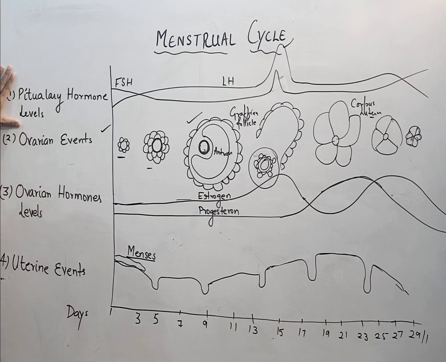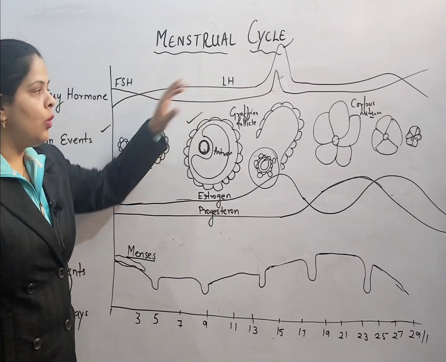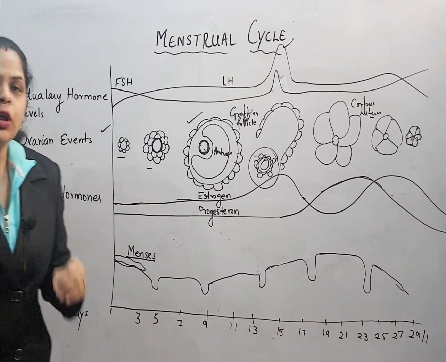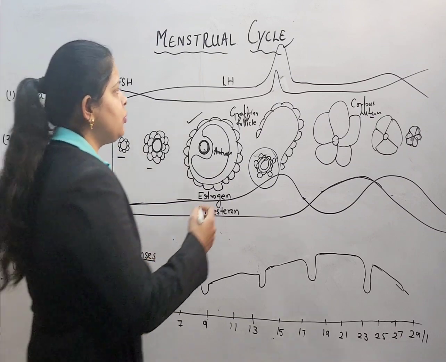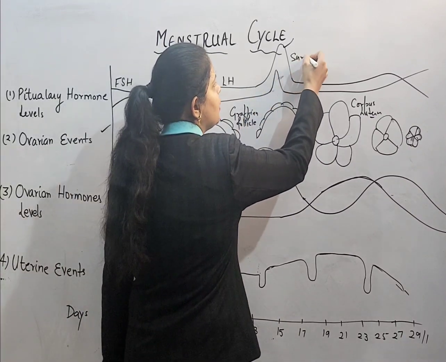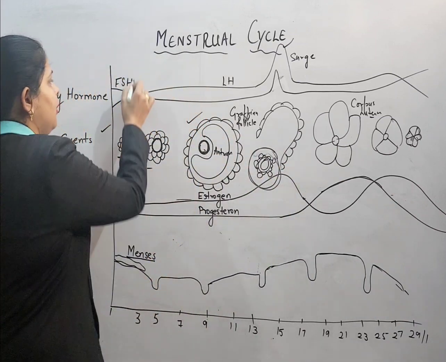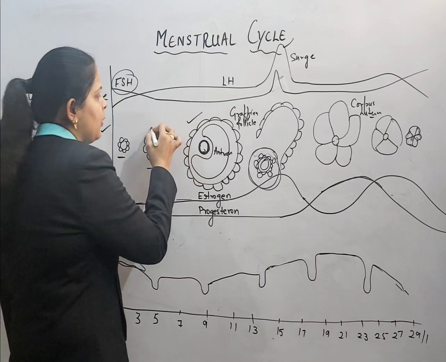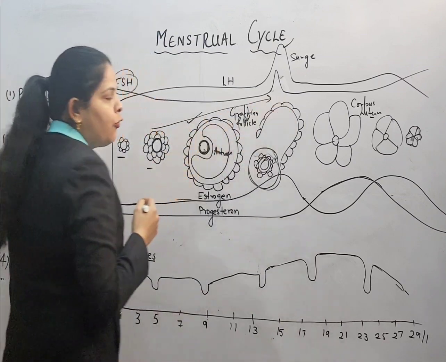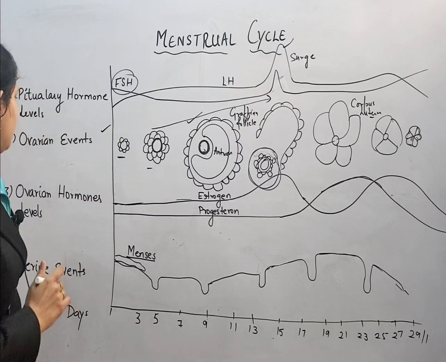Number one, pituitary hormones. There are two pituitary hormones. One is FSH and the second one is LH. FSH is follicle stimulating hormone. LH is luteinizing hormone. LH will be at its surge when ovulation occurs. And FSH, follicle stimulating hormone, what does this hormone do? The follicles that are forming are due to the FSH, follicle stimulating hormone.